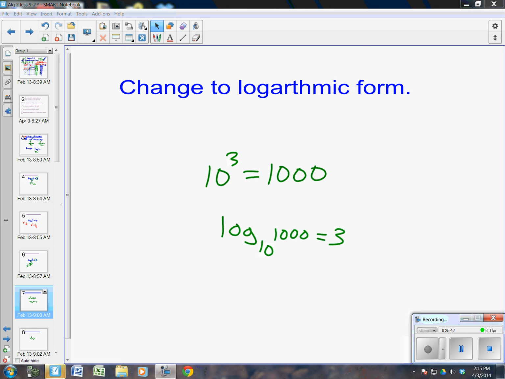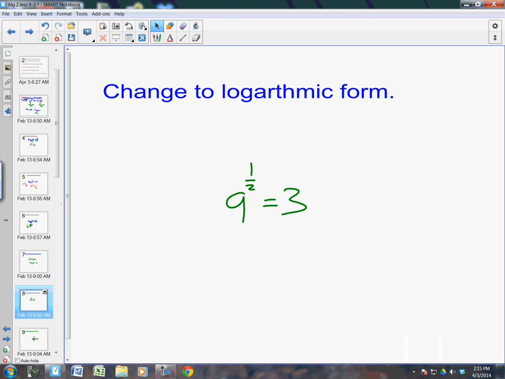Okay, I want everybody to say this. I want you to know how to say it. Okay? It's that you say log base 10 of 1,000 equals 3. Say it about 3 or 4 times to yourself. Okay, next problem.